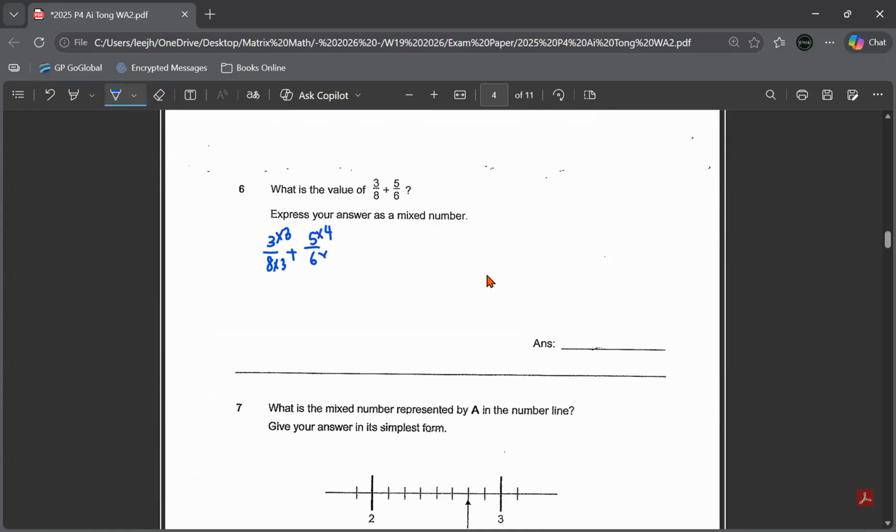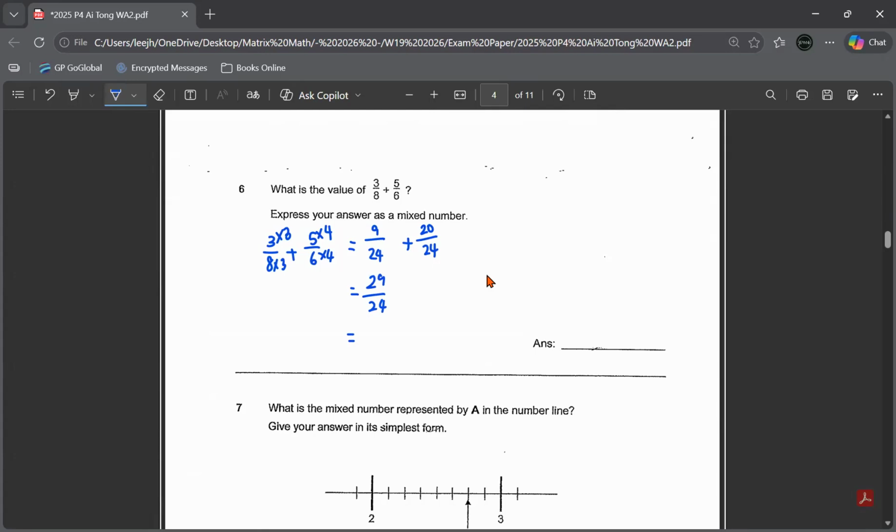This times 4. So you express a fraction again, you write it out. 3 times 3 is 9 over 24, plus 5 times 4 will be 20 over 24. 9 plus 20, 29 over 24. So over here, this is improper. I need it in mixed number.